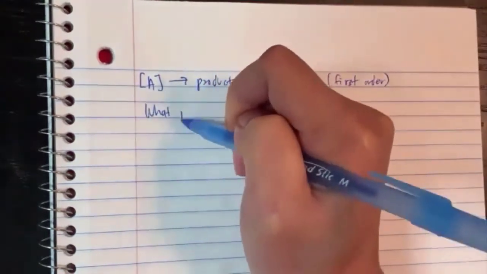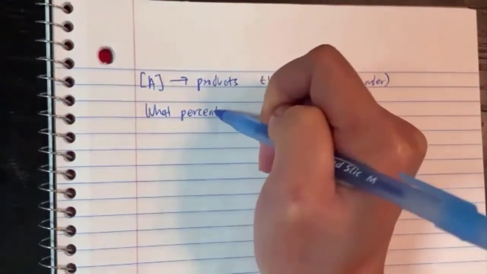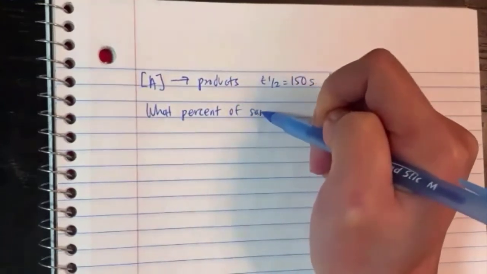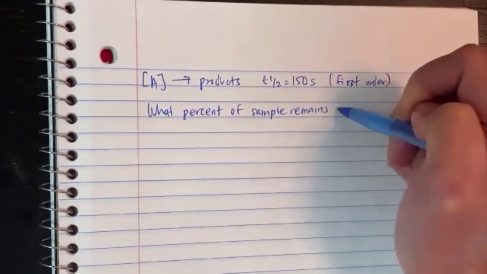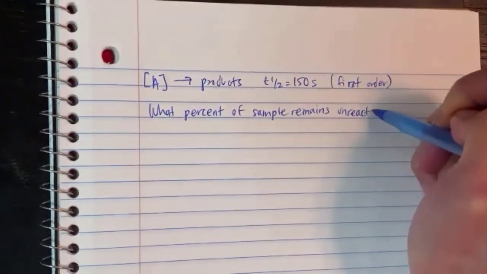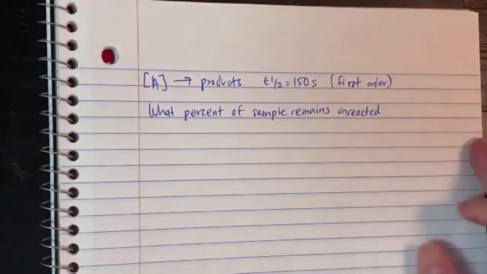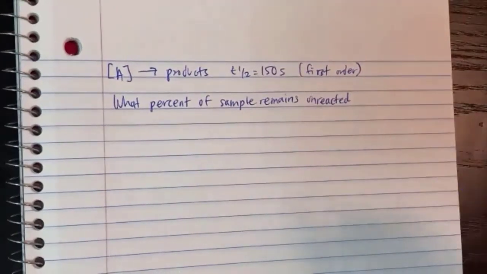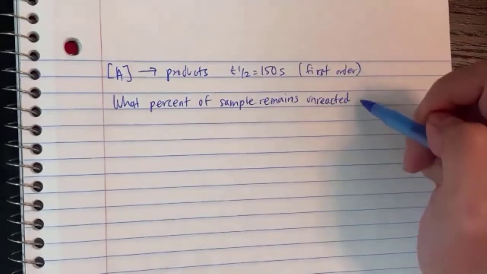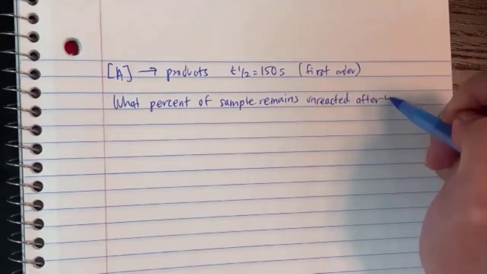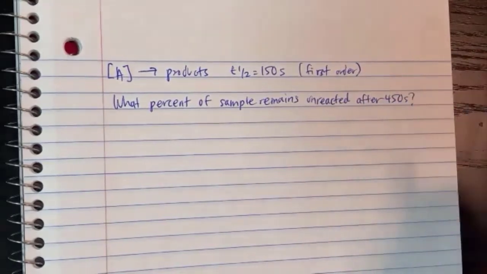What percent of the sample remains unreacted? So that means unchanged, right? What sample remains unreacted? How much of A is still there after 450 seconds?